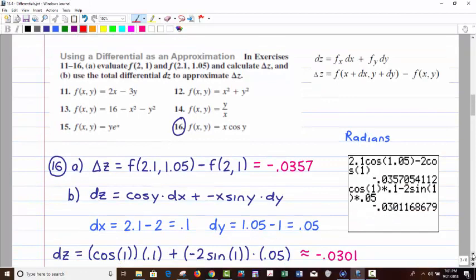Now we're actually going to use this to approximate a change in a function value, and we're going to also calculate the actual change. So I would make sure clearly worded, which is your starting and which is your finishing point. But we're assuming we're going from f of 2, 1 to 2.1, 1.05, and keep in mind that these values for x and y could decrease. The second point doesn't have to be larger x's and y's than the first point.